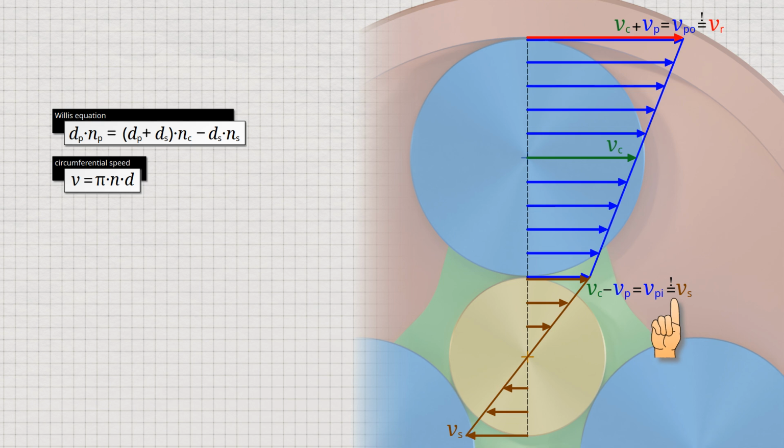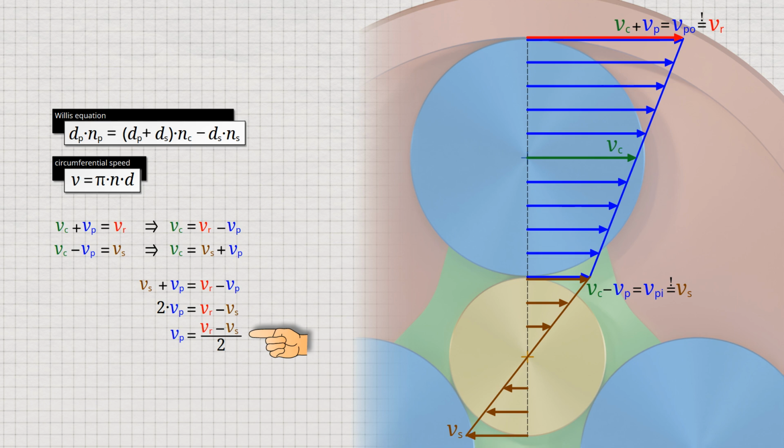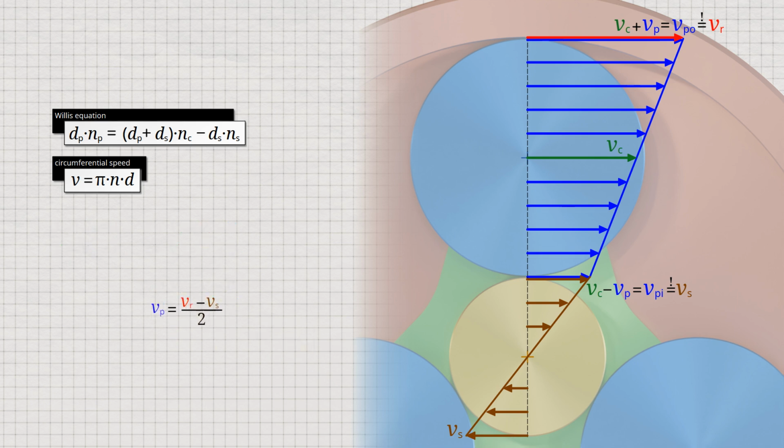We solve these two equations each for the speed Vc of the carrier and then equate them. After rearranging the equation, we obtain the given relationship between the circumferential speeds of the sun gear Vs, the planet gear Vp, and the ring gear Vr. The indicated circumferential speeds in this equation can be expressed by the rotational speeds and the pitch circle diameters according to the previously derived relationship.